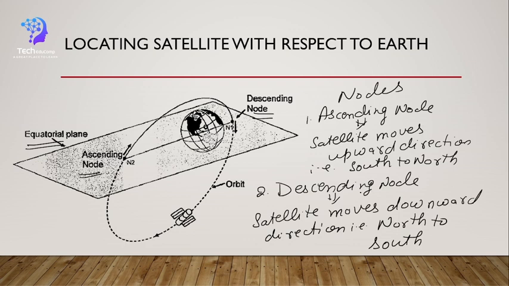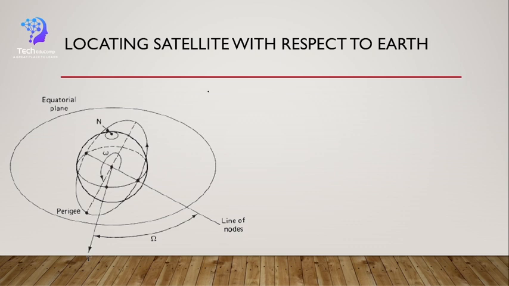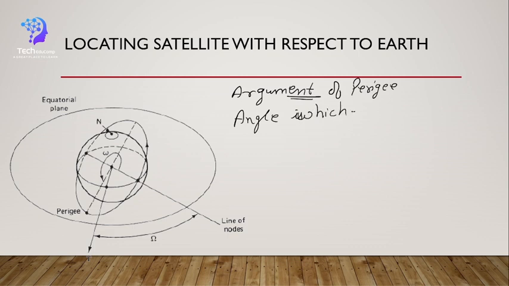Okay, so we have another parameter of interest, which is the argument of perigee. Now, what is the argument of perigee? It is the angle between the ascending node and the perigee.